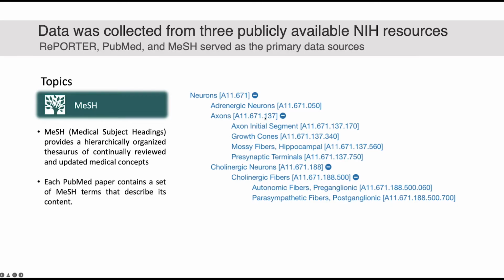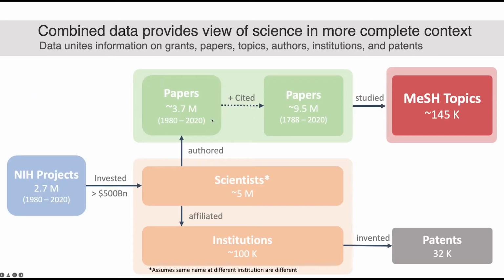And so I know that axons, based on the way that the labeling is done, are a part of neurons, and that mossy fibers, hippocampal, are a subcomponent of axons, and so on and so forth. So ultimately, the data set that we collected, a large component of which was stored in a MySQL database, the kind of thing you're using in the class, was this set of NIH-funded projects, 2.7 million of them actually, that accounted for $500 billion, that's trillion with a T, $500 billion in government investment over this 40-year period. It's a lot of money.